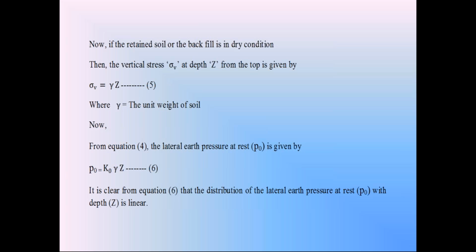From equation 6, we can understand that when Z is equal to 0, that is the top of the backfill, at the top of the retaining wall, P naught is equal to 0. When Z is equal to H, capital H, that is the bottom of the retaining wall, where the retaining wall height is capital H, the stress P naught is equal to K naught into gamma into H.